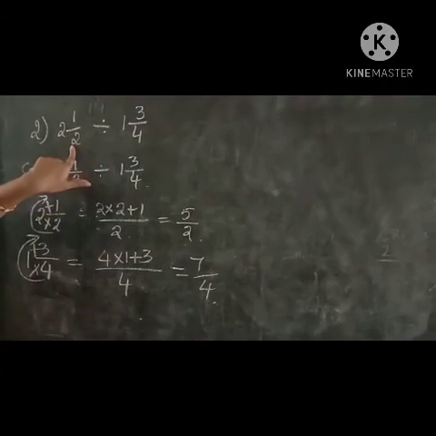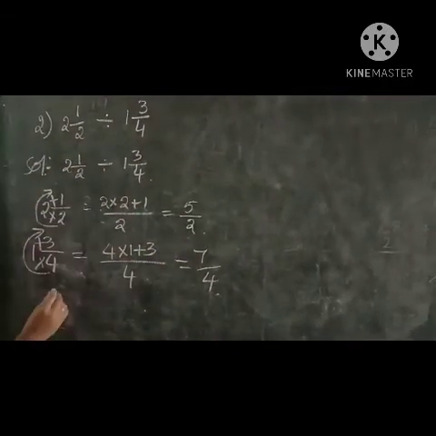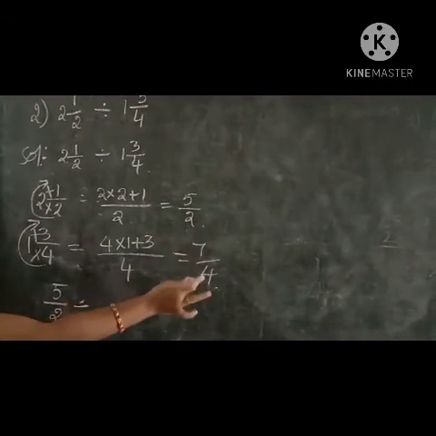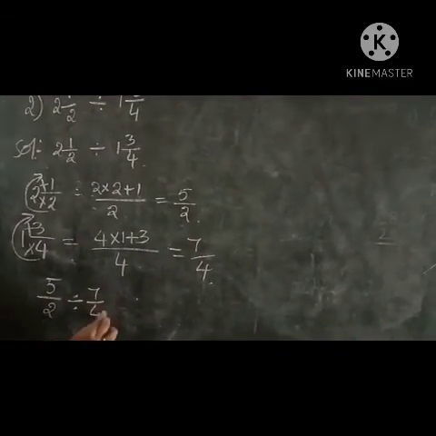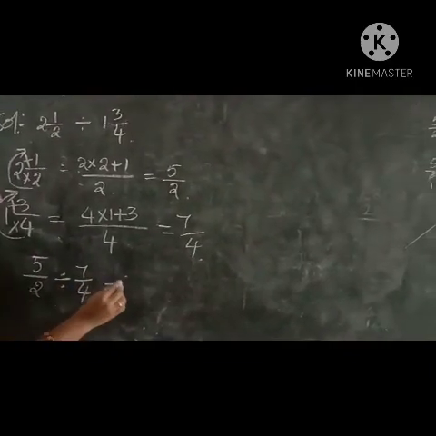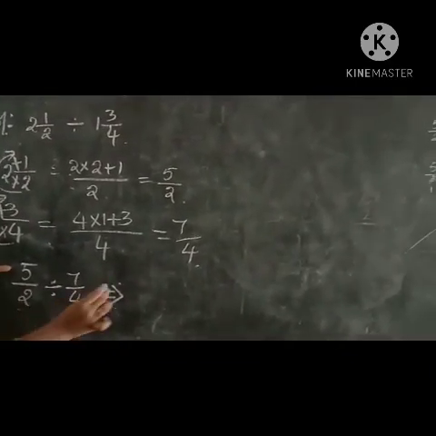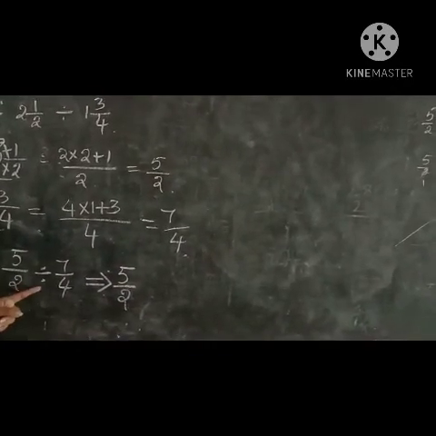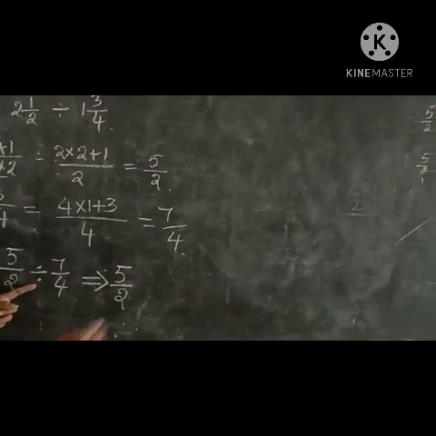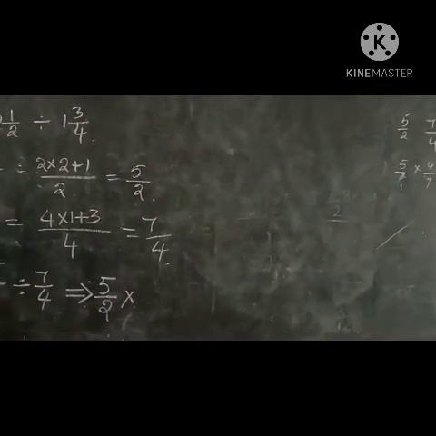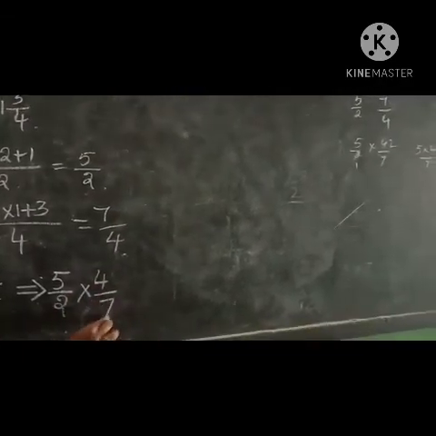Instead of mixed numbers, we have to write these as improper fractions. 5 by 2 divided by 7 by 4. See here, what do we have to do next? We have to write the first number as usual, 5 by 2. Next, keep the multiplication symbol instead of the division symbol. Yes. And next, reciprocal we have to do. 4 by 7.